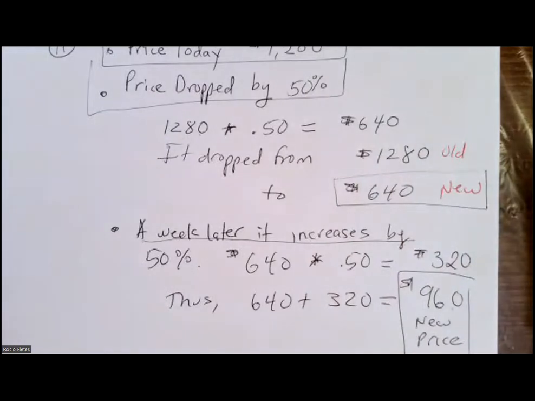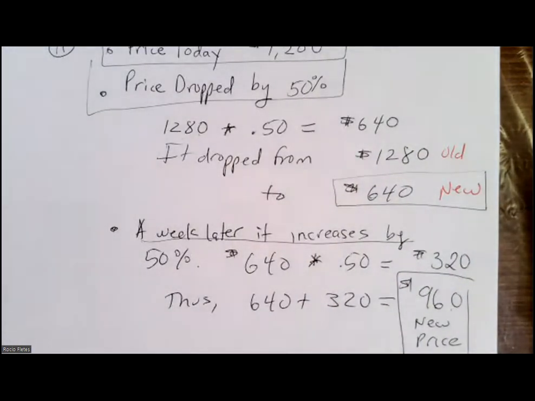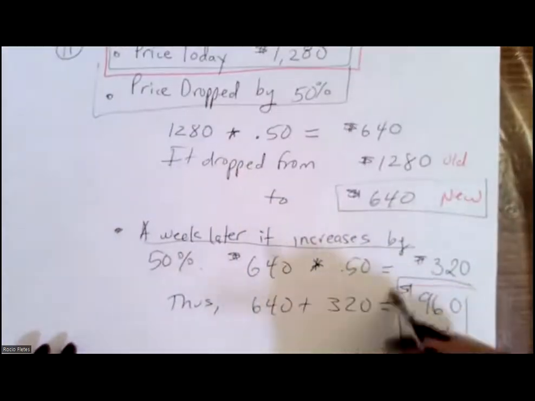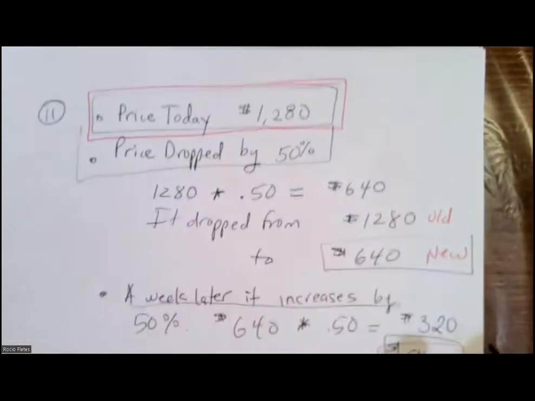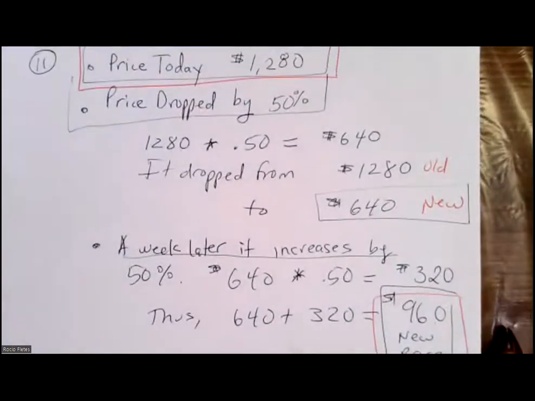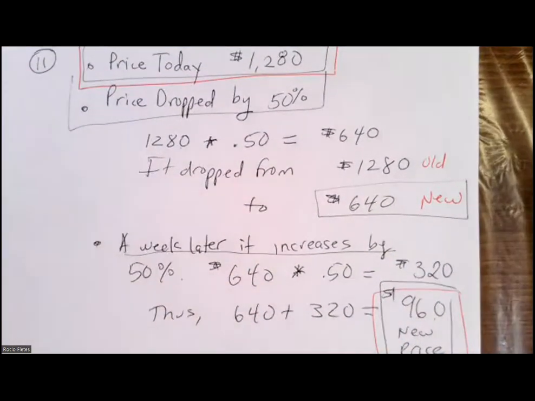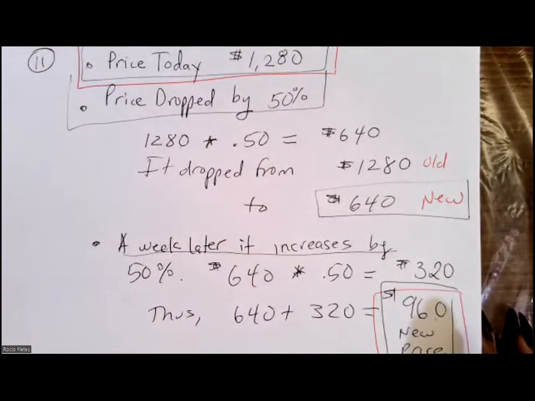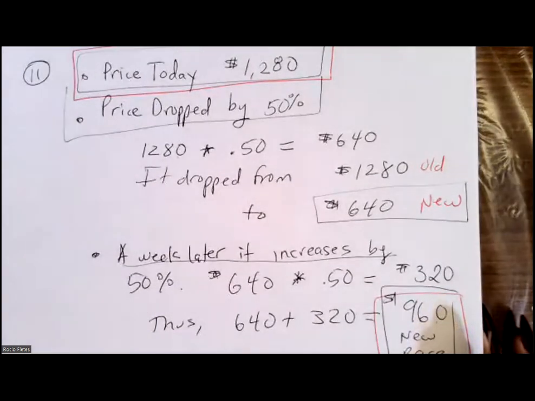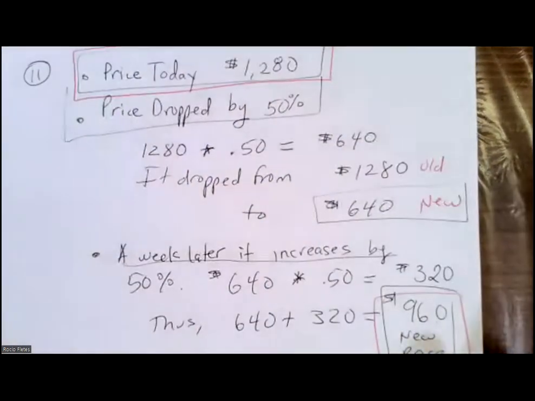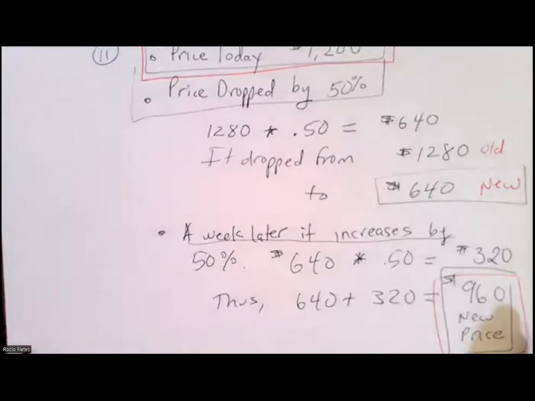Now the question is, are you going to break even? Remember that you bought it for 1280, and the very last price is 960. So we are not going to break even, because breaking even means that you are at a zero profit and a zero loss. In other words, what you pay for and what you sell for is exactly the same. But notice that we did not break even here, right?